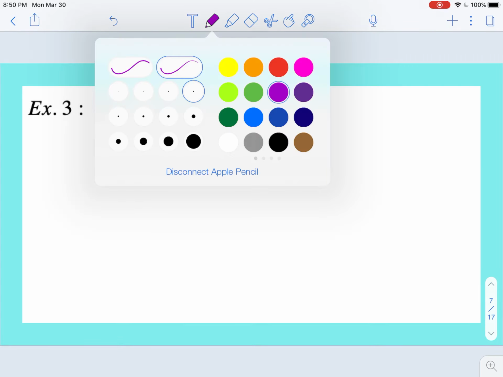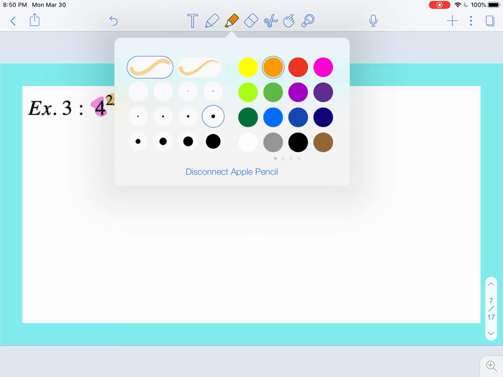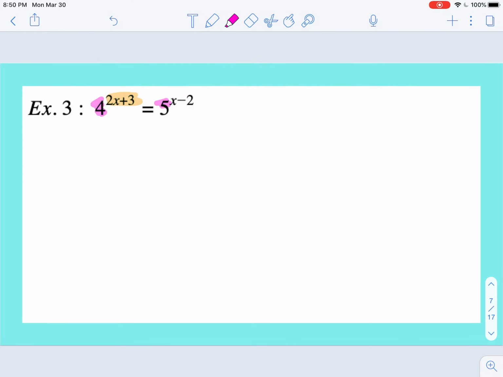All right, let's take a look at a slightly different kind of example. So the next two are going to be examples where you have more than one base. So for example, I have a base on this side, which is 4, and I have the unknown in the exponent, 2x plus 3. But on the other side, I have a different base, 5. So 5 is not the same as 4. And I have a different unknown in my exponent.